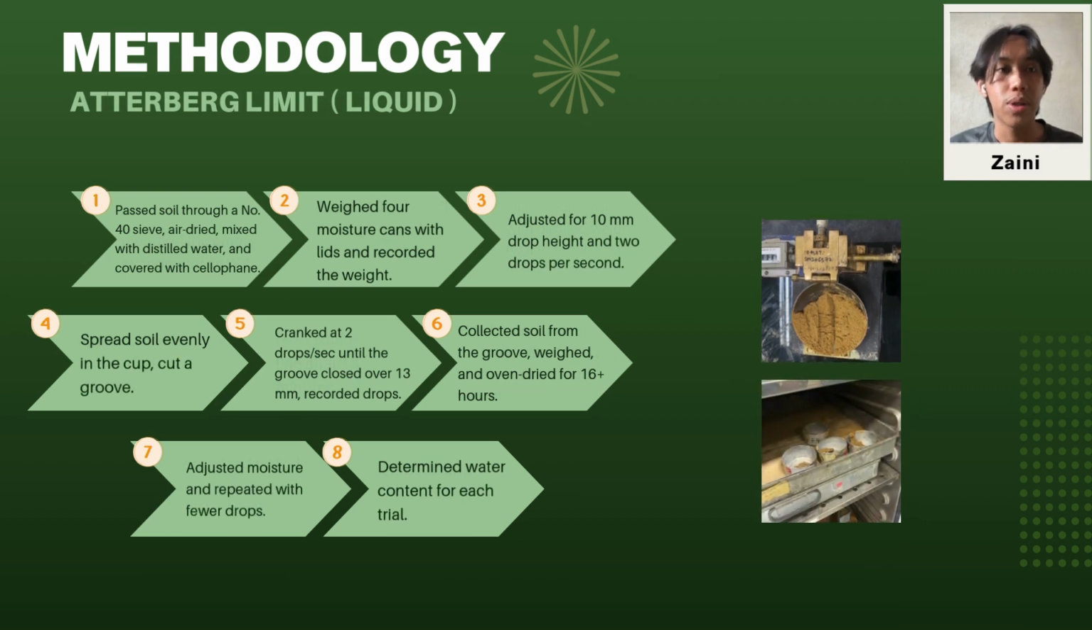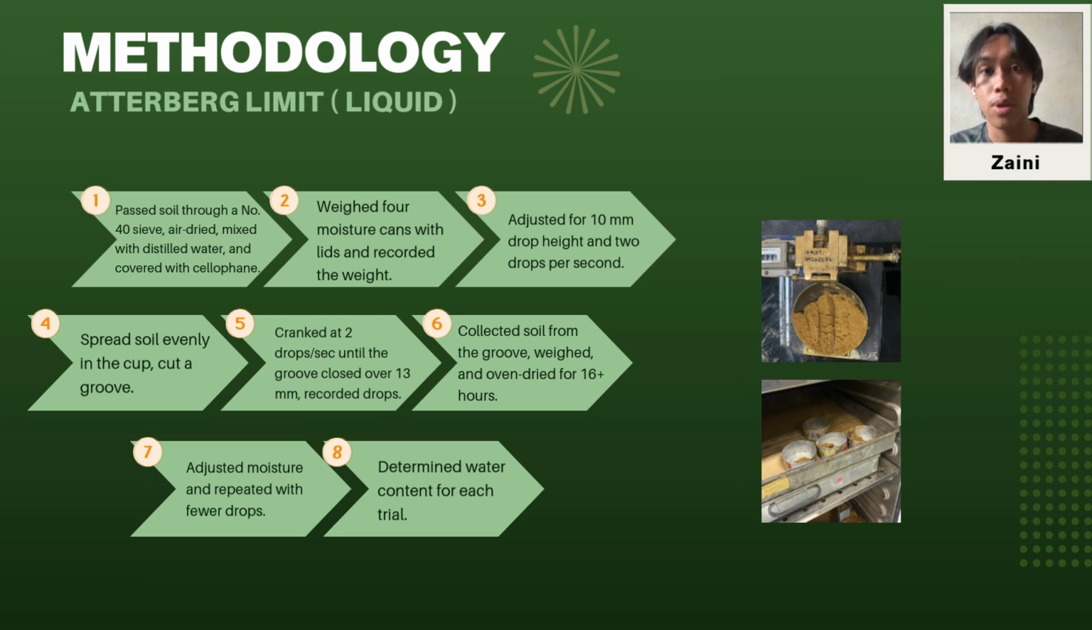Liquid limit test. We passed the soil through a number 40 sieve, air dried it, and mixed it with water to make a paste, which we covered to prevent moisture loss. The soil was placed in the liquid limit device, spread evenly, and a groove was cut in the middle. We turned the crank at 2 drops per second until the groove closed. We collected the soil from the groove and dried it in the oven. And then we repeated this process with different moisture levels to ensure accuracy.